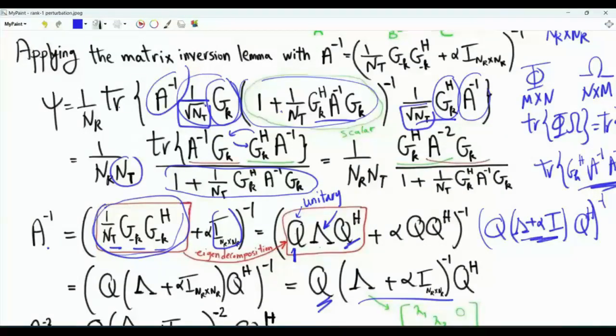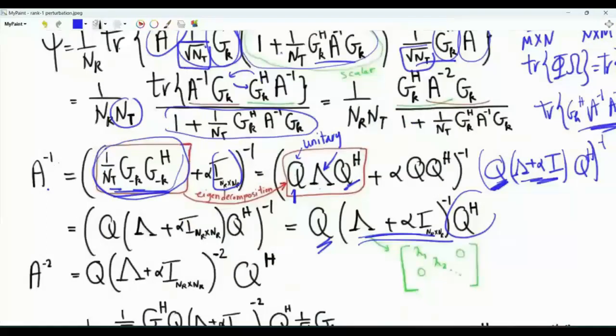Here we have the inverse of a diagonal matrix, which is just the inverse of each element on the main diagonal. Note that all the elements on the main diagonal are strictly positive. This matrix is positive semi-definite. Its eigenvalues are non-negative. And then to each eigenvalue, we add the strictly positive real number alpha. So every element on the main diagonal of this diagonal matrix is strictly positive, and the matrix is invertible. And finally, when we take the inverse of Q, we get Q Hermitian. This is A to the minus 1.